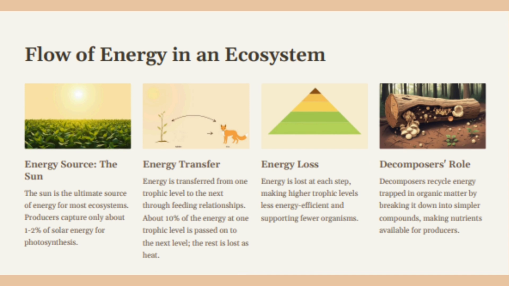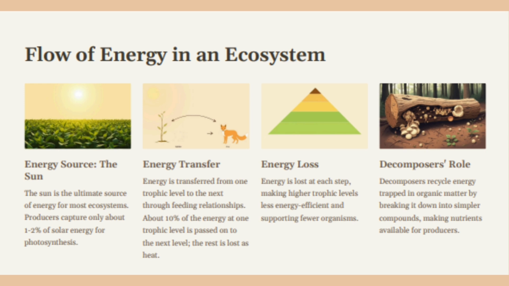Okay, so the flow of energy in an ecosystem. Energy source, which is the sun. The sun is the ultimate source of energy for most ecosystems. Producers capture only about 1 to 2% of solar energy for photosynthesis. So next, we have the energy transfer.